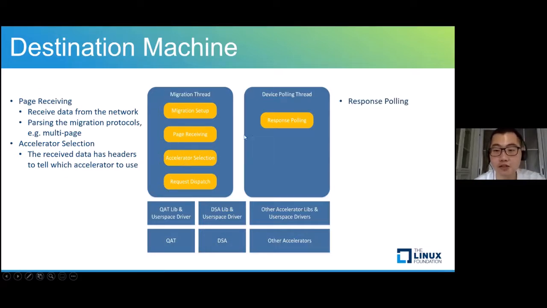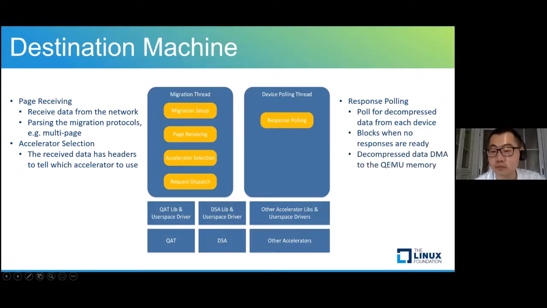For the device polling thread on the destination side, its job is simple. It just polls for responses. Once a response is obtained, it will release the request data structure. It also blocks when there is no response ready. And for the device, the decompressed data are DMA'd to the QEMU memory directly.